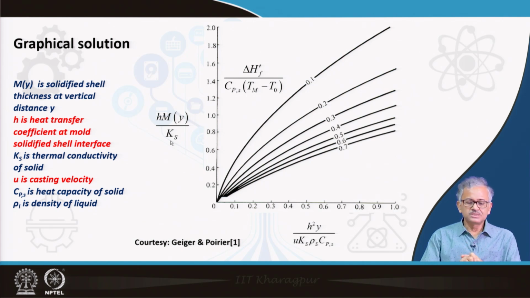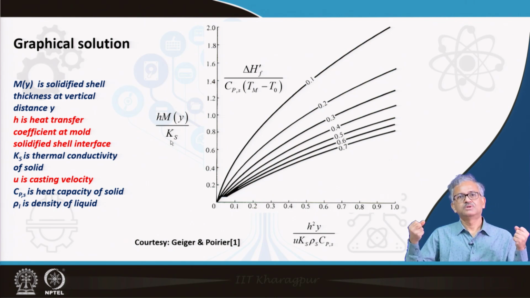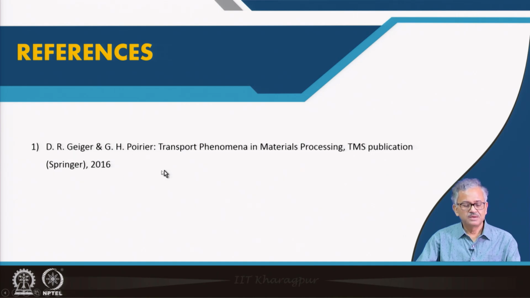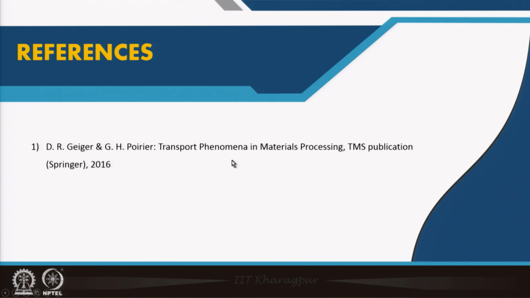Okay. So this is one graphical representation. Similarly, there are some other graphical representations. For example, if you want to calculate the volumetric flow rate of the liquid in the mold that will give sufficient heat extraction from the mold, those graphs are also available. This much heat transfer I wanted to consider in this case, and your reference is Geiger and Poirier, Transport Phenomena in Materials Processing. This is very good for transport phenomena; you can consult this book.